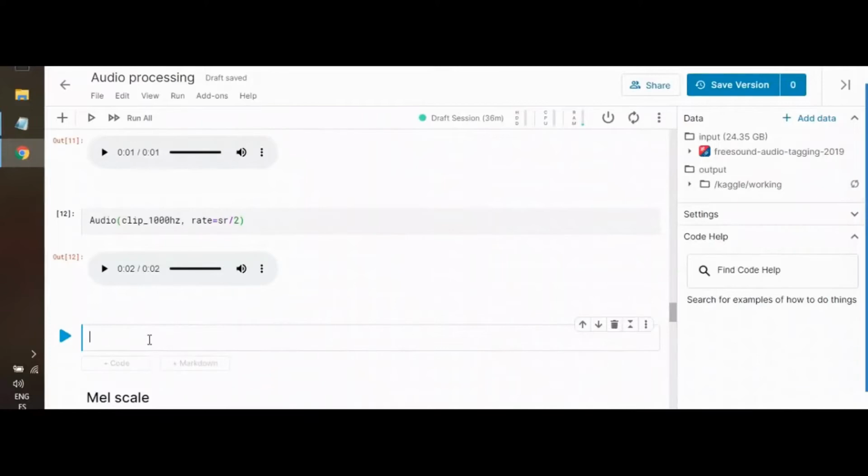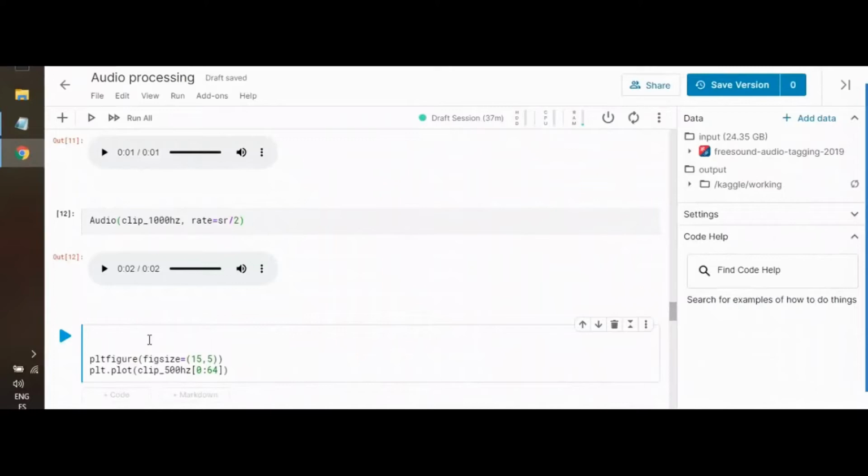Okay, let's see what is the shape of those audio files. So let's plot a figure. Okay, the idea is to be able to see two cycles of the signal.